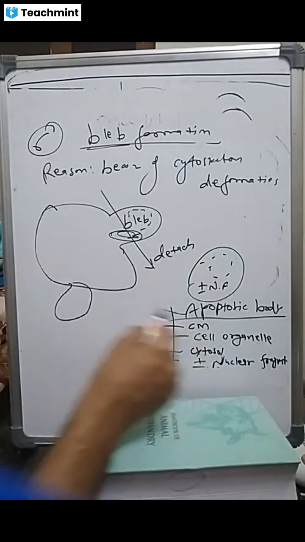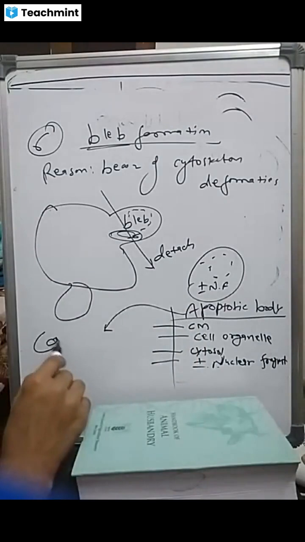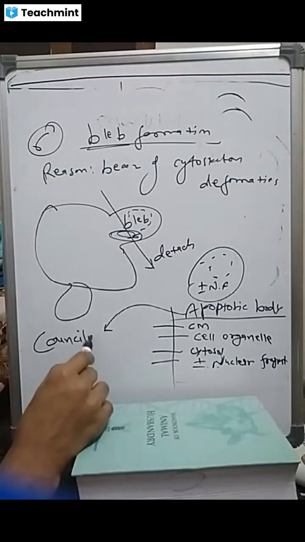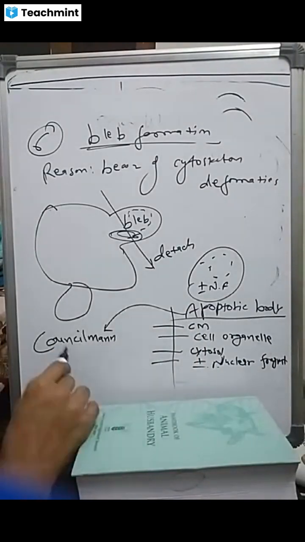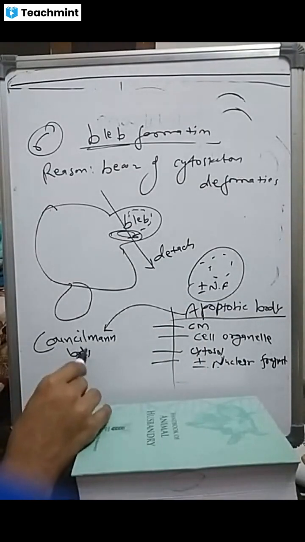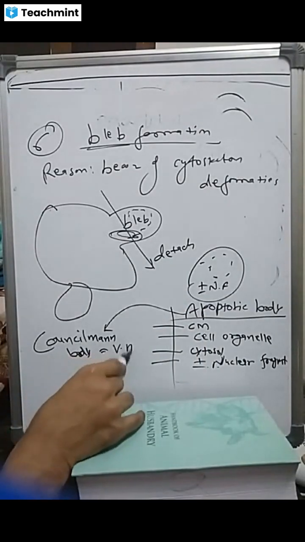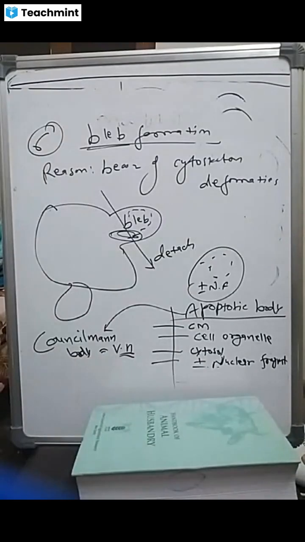What is an example of an apoptotic body? This is the Councilman body. Where is it found? It is found in viral hepatitis, inside the hepatocytes.